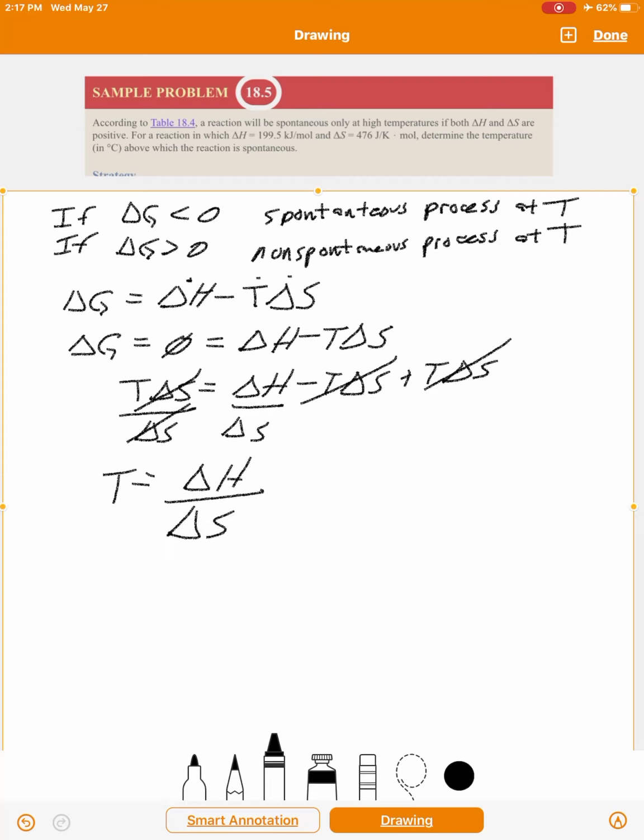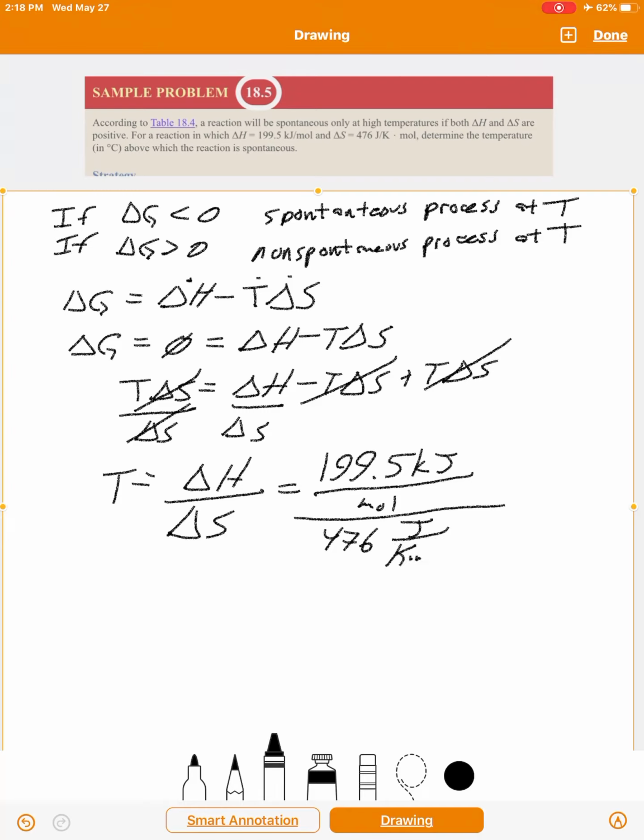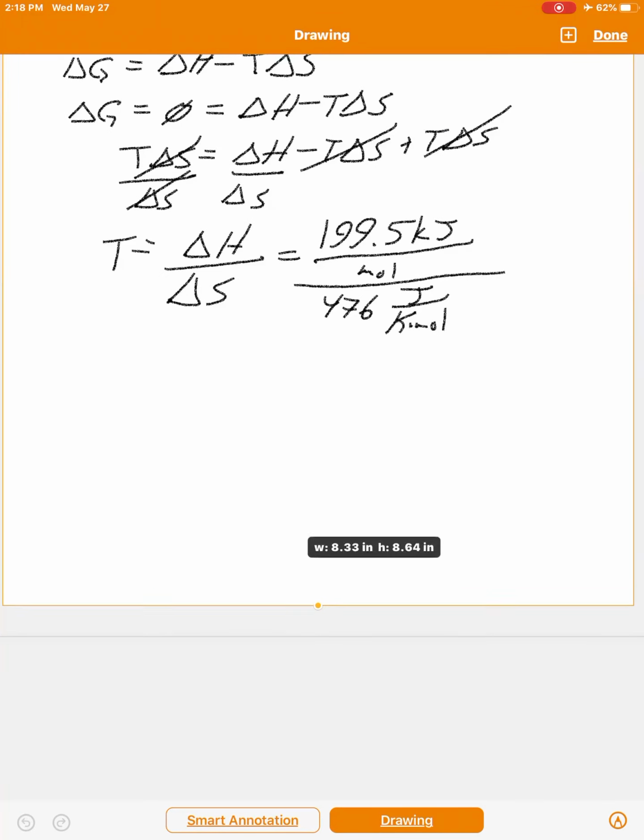So here's the logic. You do that ratio. You take delta H, which is given, and you divide that by delta S, which is given. And once you do that ratio, that will tell you what temperature above that it's spontaneous, and then below it, it wouldn't be spontaneous. The issue here, however, is a couple details. One is the units are not set up properly. We have kilojoules in the numerator and joules in the denominator, so that's got to be resolved.